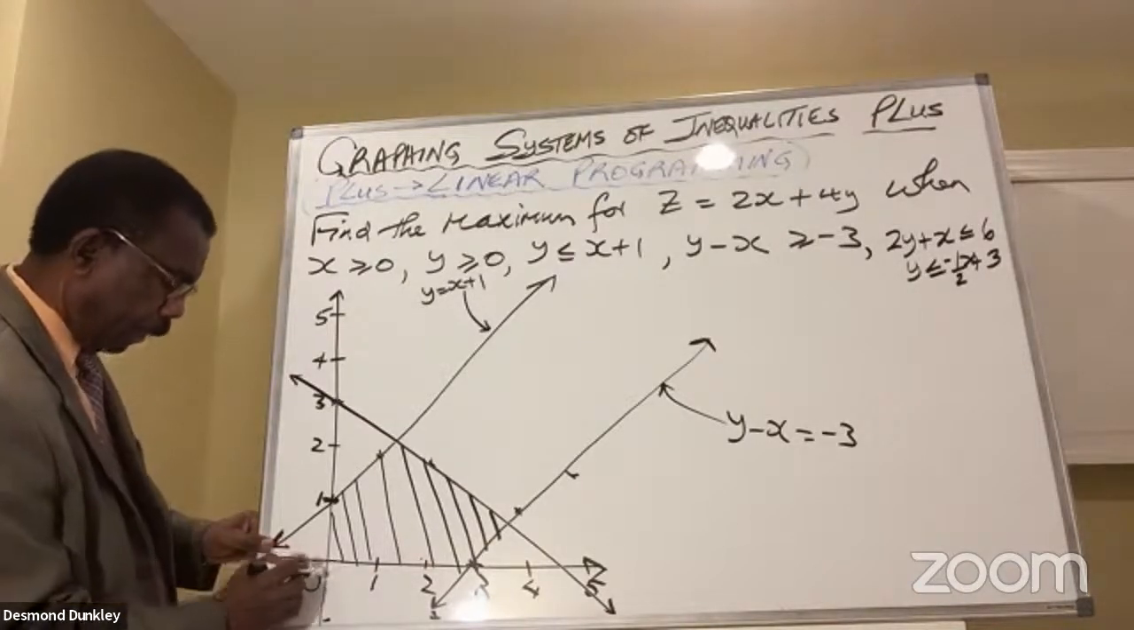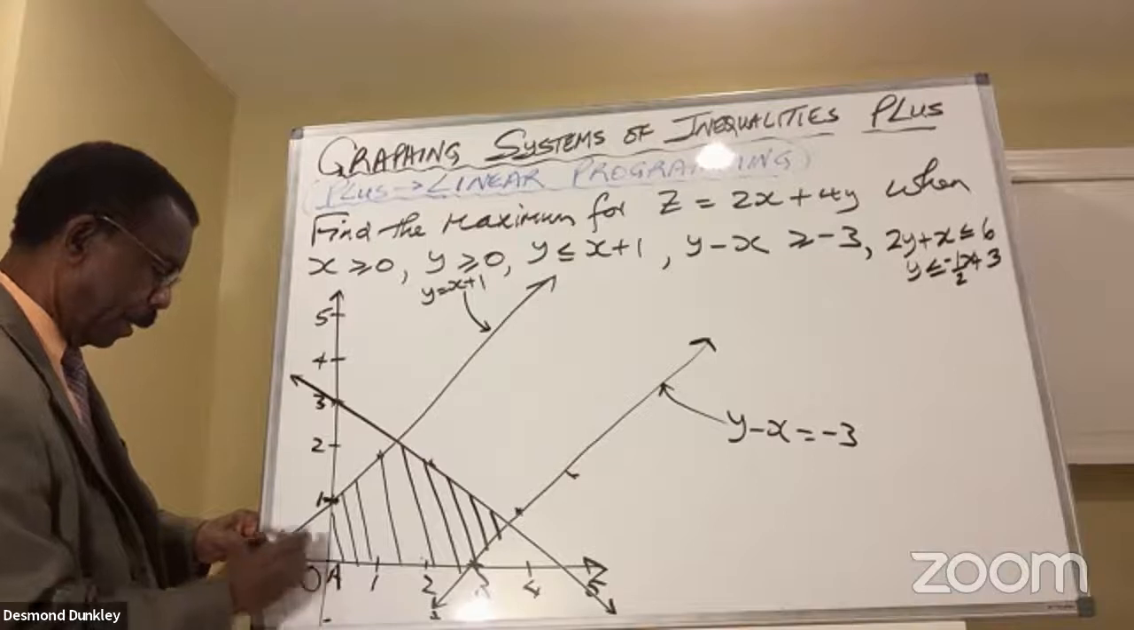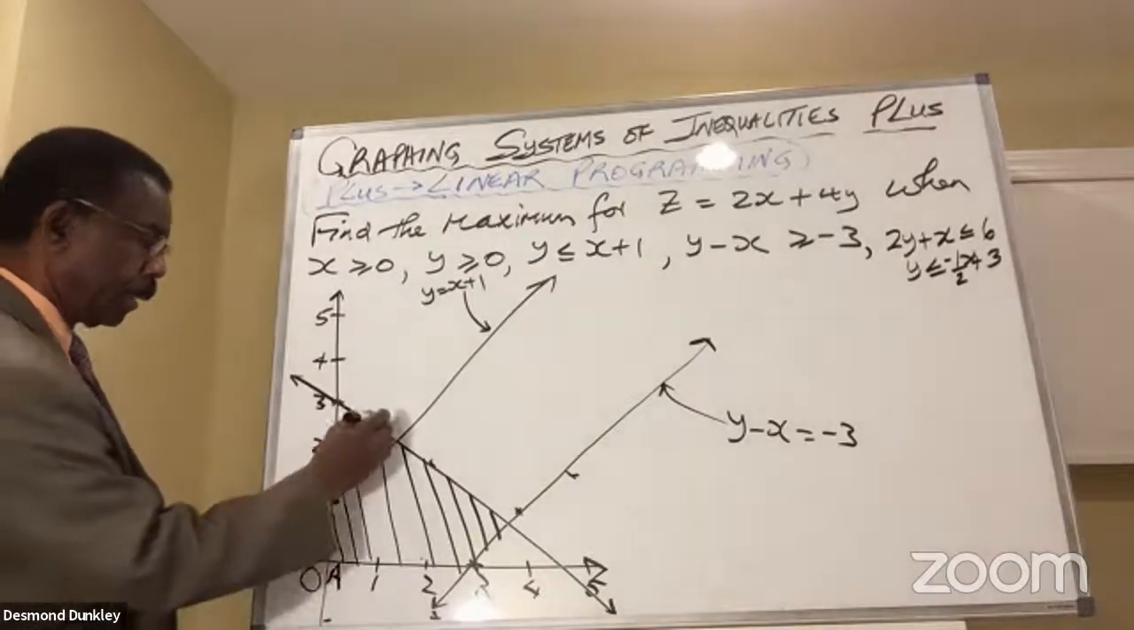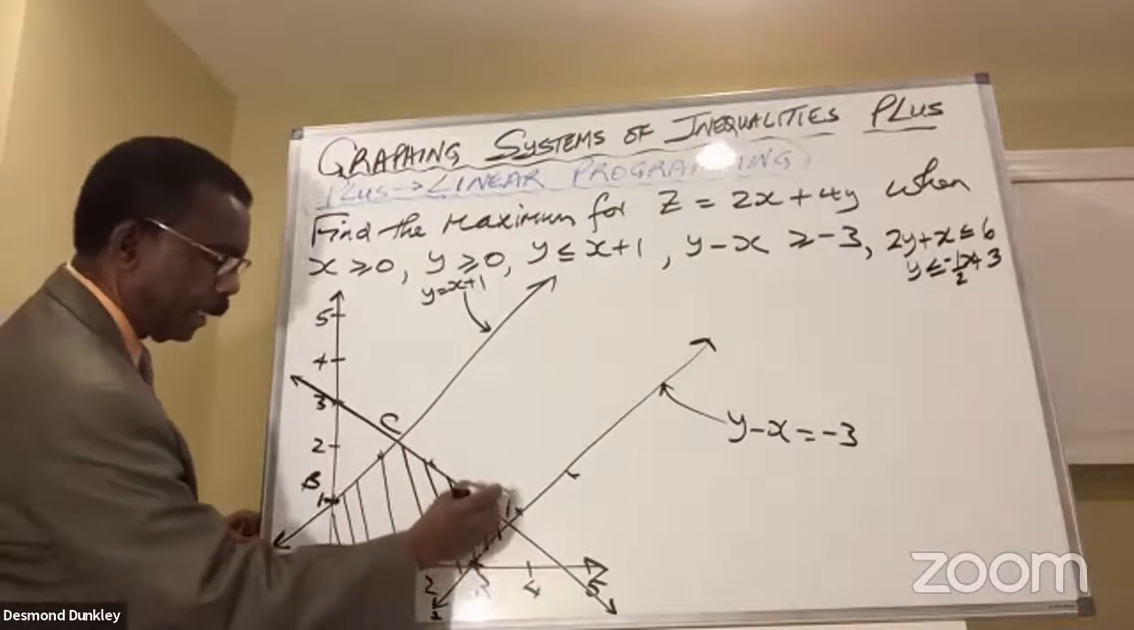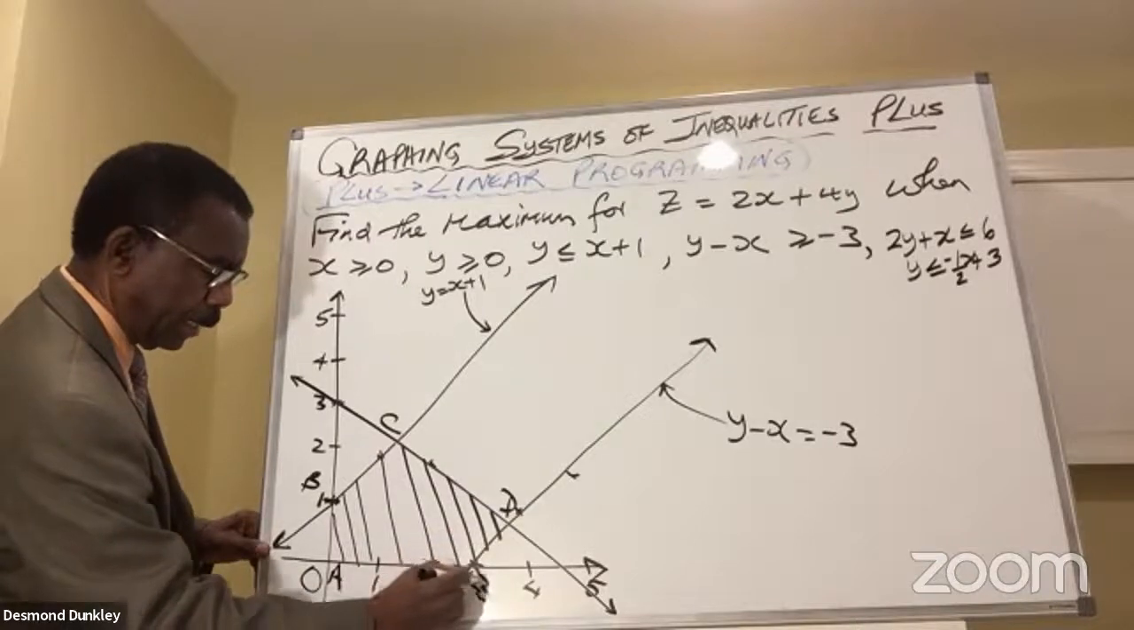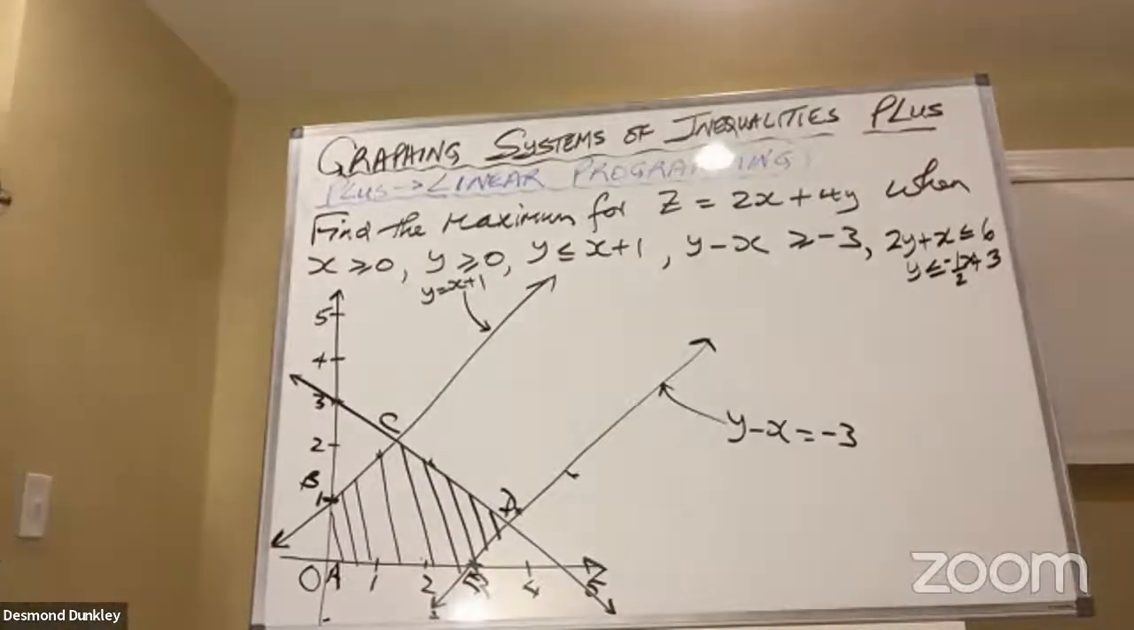The points, your vertices, are A, B, C, D, and E. So let's see if we could make a little space.